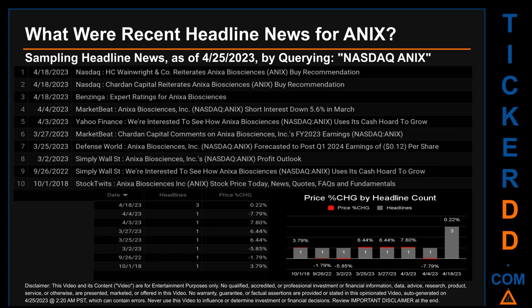Tuesday, April 4, 2023 was the day with the highest percentage change in price when we compare opening versus closing price for the ticker. The day saw a drop of -7.79% when ANIX opened trading at $4.75 and closed at $4.38. There was one found headline when MarketBeat published the headline that read, ANIX Biosciences, short interest down 5.6% in March.